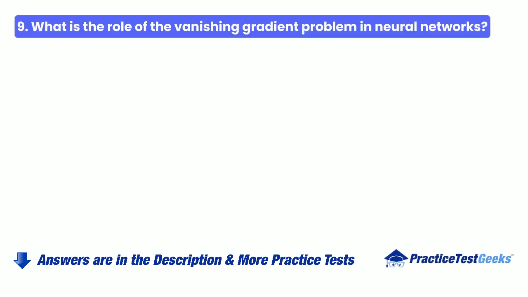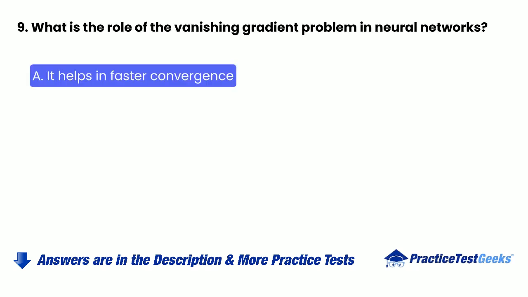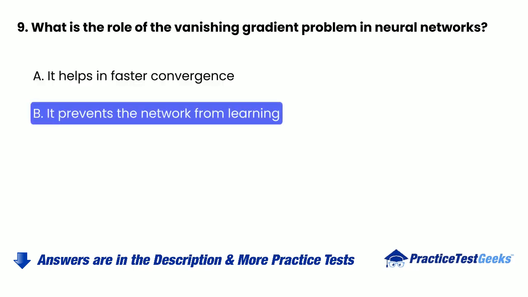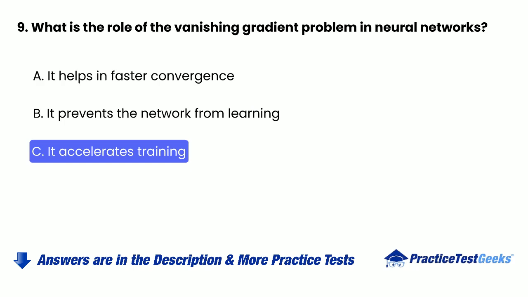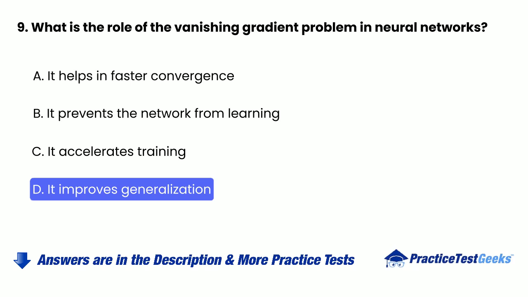9. What is the role of the vanishing gradient problem in neural networks? A. It helps in faster convergence. B. It prevents the network from learning. C. It accelerates training. D. It improves generalization.